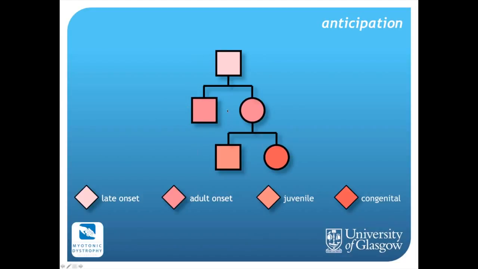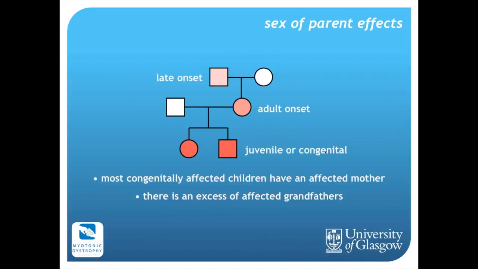Their children might have the adult onset form of the disease, but often within 2 or 3 generations, we end up with a very severe form of the disease in the 3rd generation, where it might be the juvenile onset of the disease or even the congenital onset, where the symptoms occur at birth. So this is a clinical phenomenon known as anticipation, where the disease gets worse from one generation to the next, and the age of onset becomes progressively earlier in successive generations. And we'll come back to why that is in a minute.